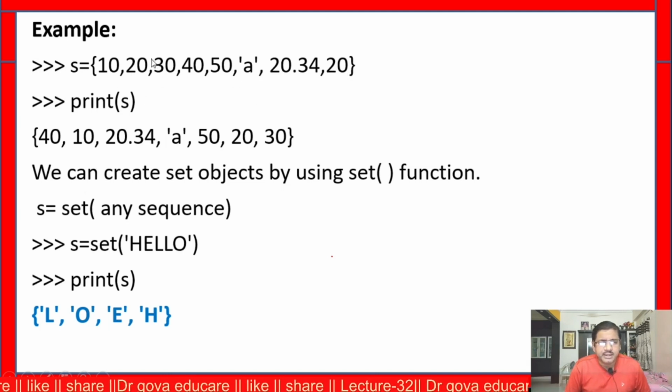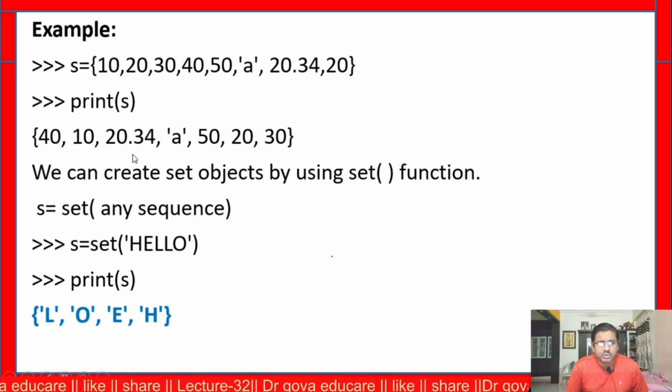Now I want to display the entire set using the print statement. In the print function, I am passing the object or name of the set S. Now observe the output. In the output, the order is not maintained, and also duplicates are not present in the set. Even though 20 is a duplicate element, the duplicate elements are not present in the output. That means duplicate elements are not accepted in a set.